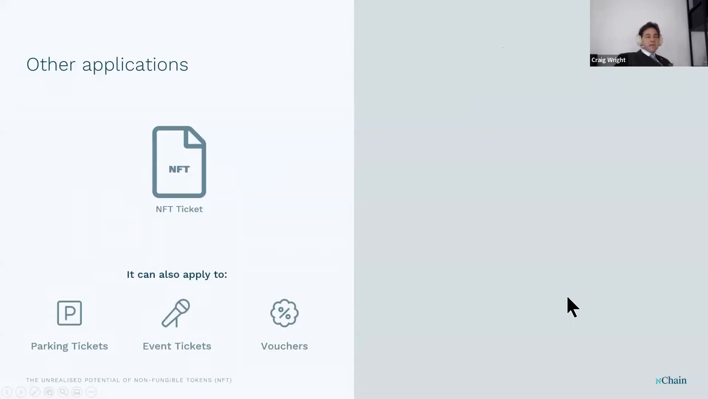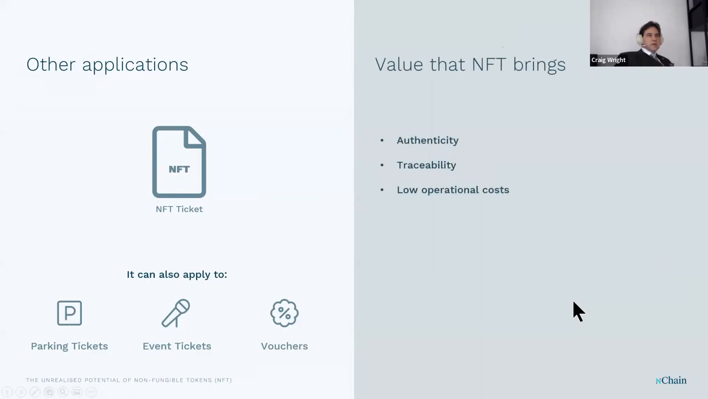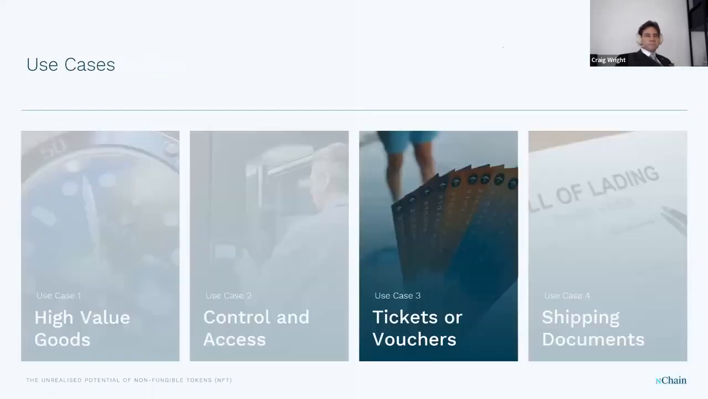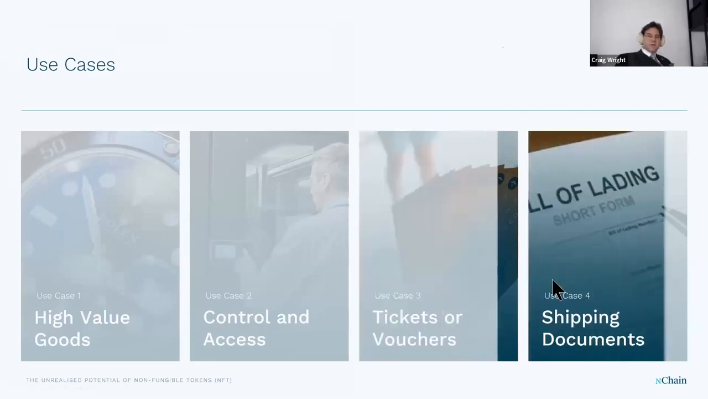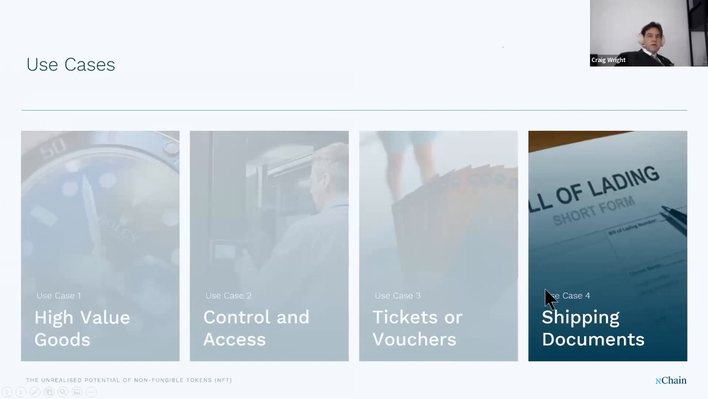We can do that for parking tickets. When you want to park somewhere, you can pre-buy parking, you can do event tickets, vouchers. Someone can make a Groupon system once again, allowing traceability, authenticity, and the main thing here is low operational costs. Implemented correctly, we should be able to do this for around 1,000th of a cent. That's not a lot of money, and that's not something that even at scale, any ticket provider is going to care too much about.